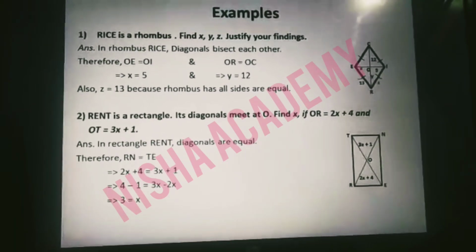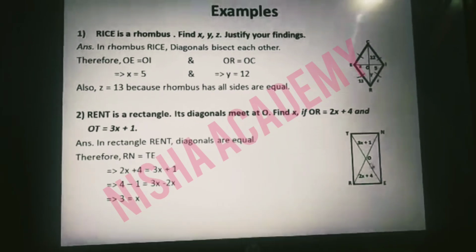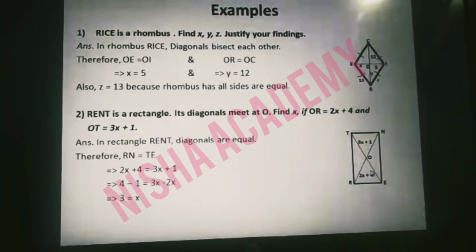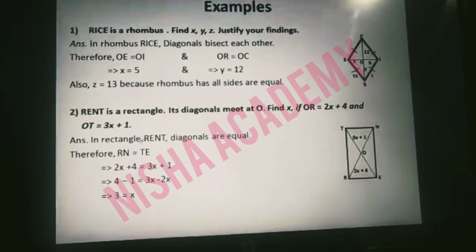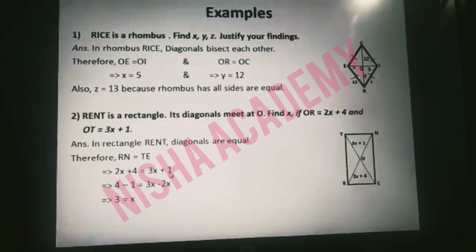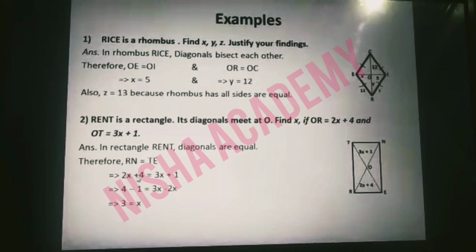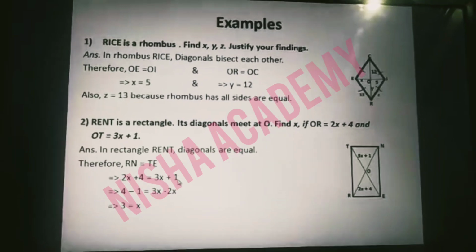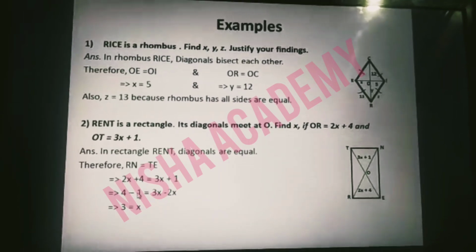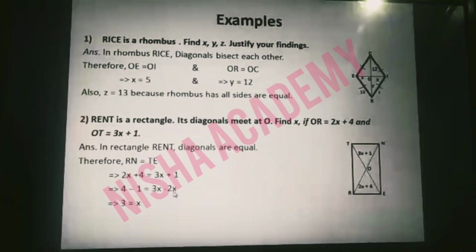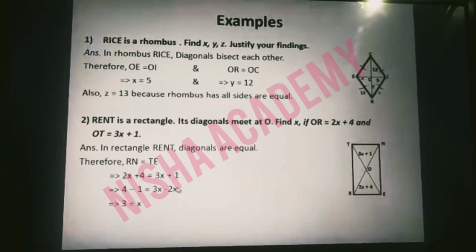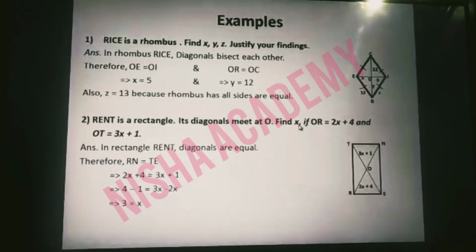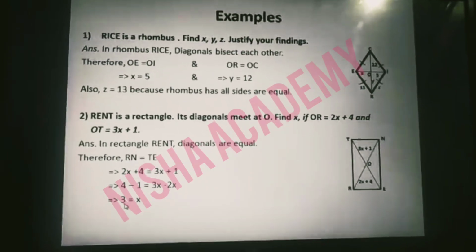We have studied the property of a rectangle that diagonals are equal. Diagonals are equal, which means their equal parts, where they bisect each other, are also equal. Therefore we can say that 2x plus 4 equals 3x plus 1. Now 2x goes to the right hand side and 1 goes to the left hand side. So 4 minus 1 equals 3x minus 2x. 4 minus 1 is 3, 3x minus 2x is x. So x equals 3. We have to find only the value of x, so x equals 3.